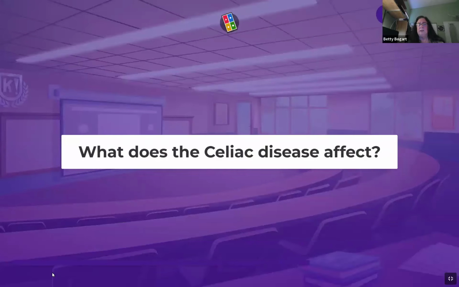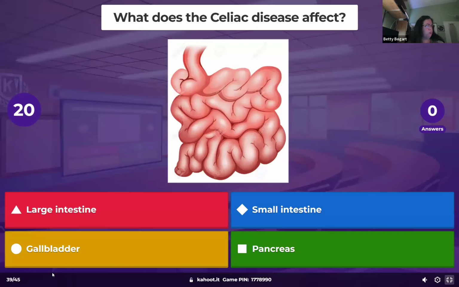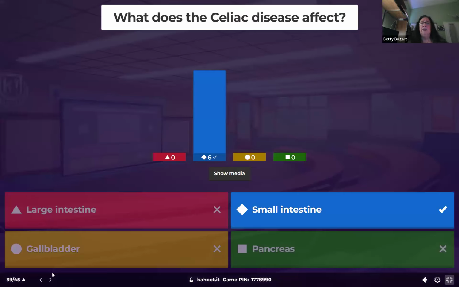What does celiac disease affect? Wheat, rye, barley, and oats. And we're concerned about fat digestion. Again, it is the small intestines. I put this out every term, and there are still some students who think it's a different part. So good job, guys.